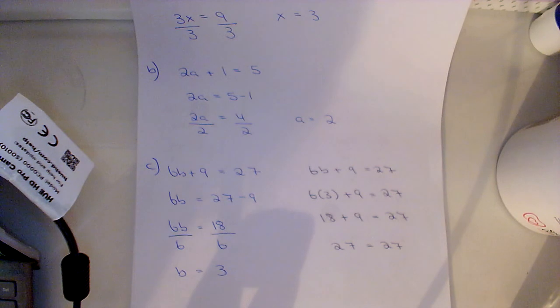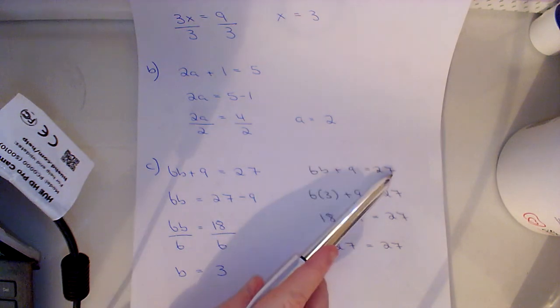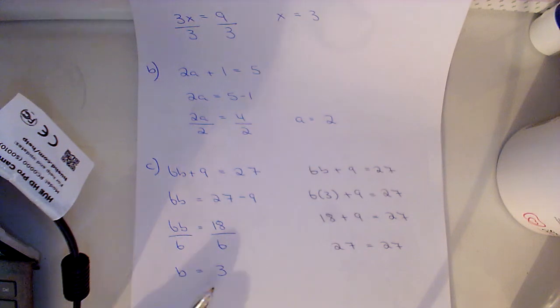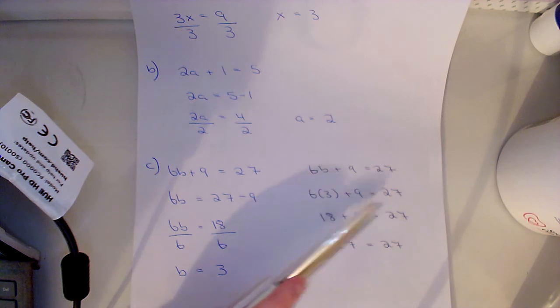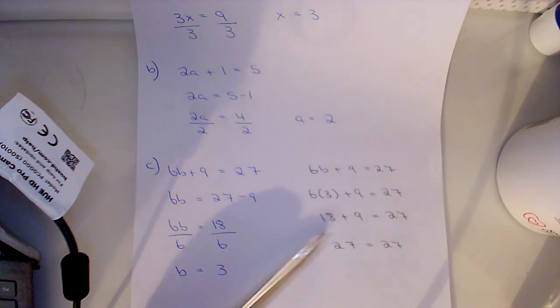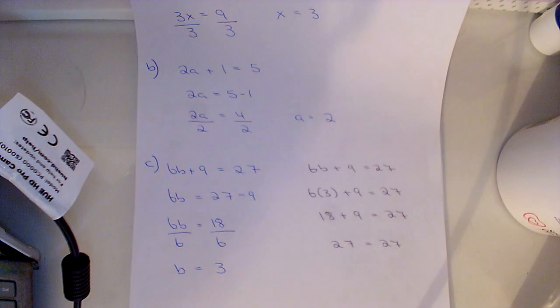There was a v beside this one, so they wanted me to verify it. So I have 6b plus 9 is equal to 27. Wherever I see a b, I need to put in 3, because that's the answer I just solved for b. And I have 6 bracket 3 plus 9 is equal to 27. 18 plus 9 is equal to 27. And I have 27 is equal to 27.